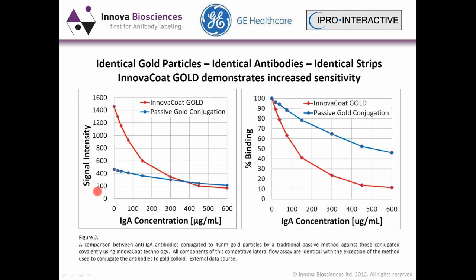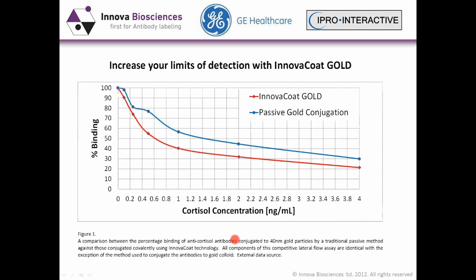This was read on a QIAGEN reader, so it's an arbitrary signal intensity, but you can quite clearly see the increase in the sensitivity between the Innova coat and the passive. And also here the percentage binding curve also demonstrates that.